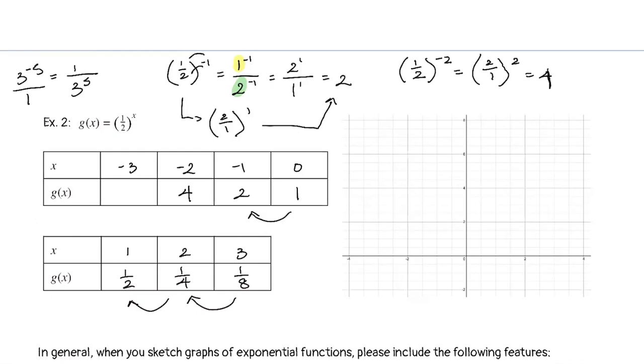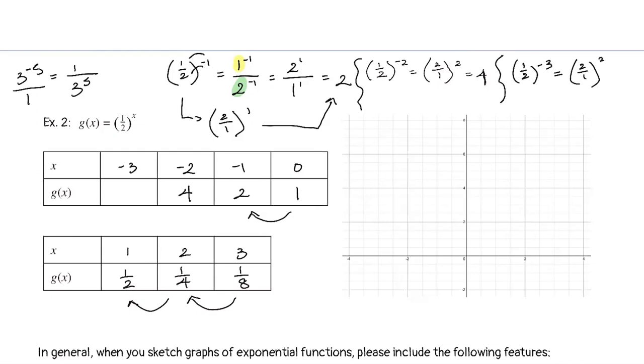Now let me just show it one more time with the third power, just so we can practice our work with exponents. If I have 1/2 to the -3, that's the same as 2/1 to the +3, and that gives us 8. Okay. Now, positive and negative exponents come up so much in calculus, like so much, okay? So being able to work with positive and negative exponents is going to be a really helpful skill for us to develop this semester, okay?